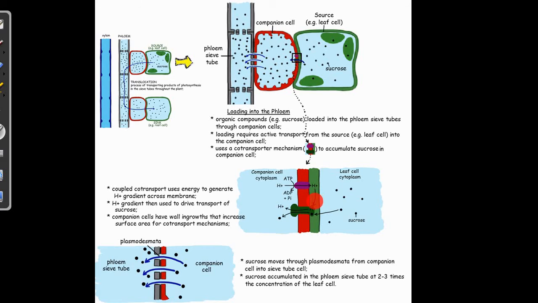Now, H plus will come down to the co-transporter. The co-transporter has a tendency to always take two passengers with it. Therefore, H plus along with the sucrose can now easily enter the companion cell. Once the sucrose has come into the companion cell, it can go down into the phloem tube through the plasmodesmata. So, this is the first step: active loading of the sucrose into the companion cell and then into the phloem tube.